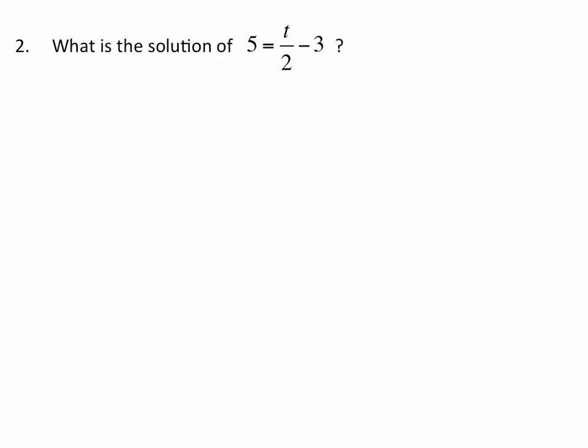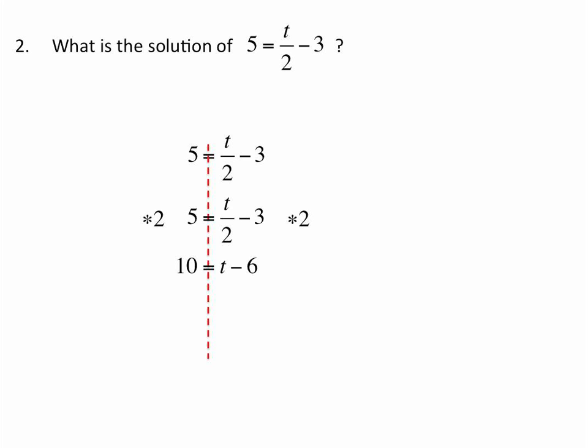Alright, here's another one. Solve 5 equals t divided by 2 plus negative 3. The first thing I would do is multiply everything by 2 because I don't like that denominator. When I multiply everything by 2, I wind up with 10 equals t minus 6. Don't forget, you have to do it to all of the pieces. When I multiply by the denominator, all I'm left with is the numerator. Now I just have to get rid of this minus 6, so I add 6 to both sides, and I'm down to t equals 16.